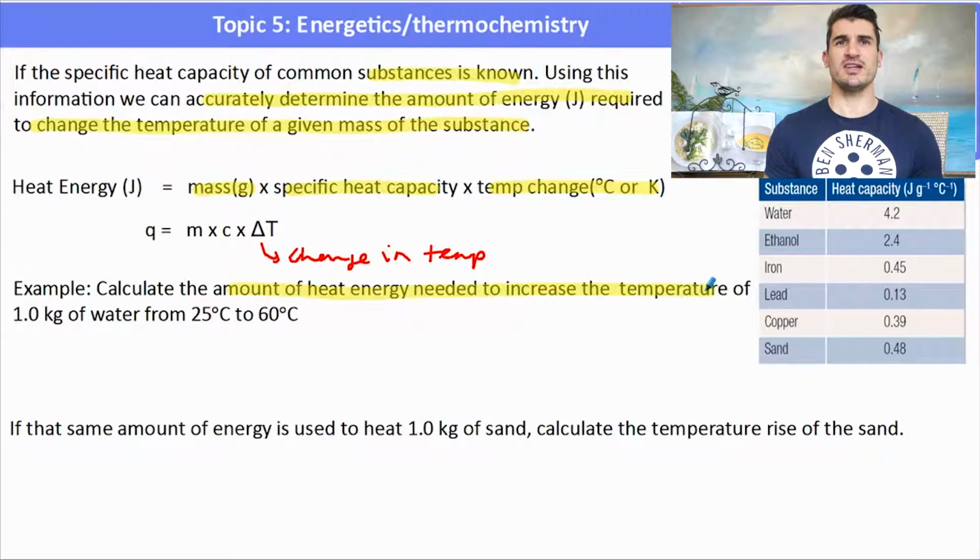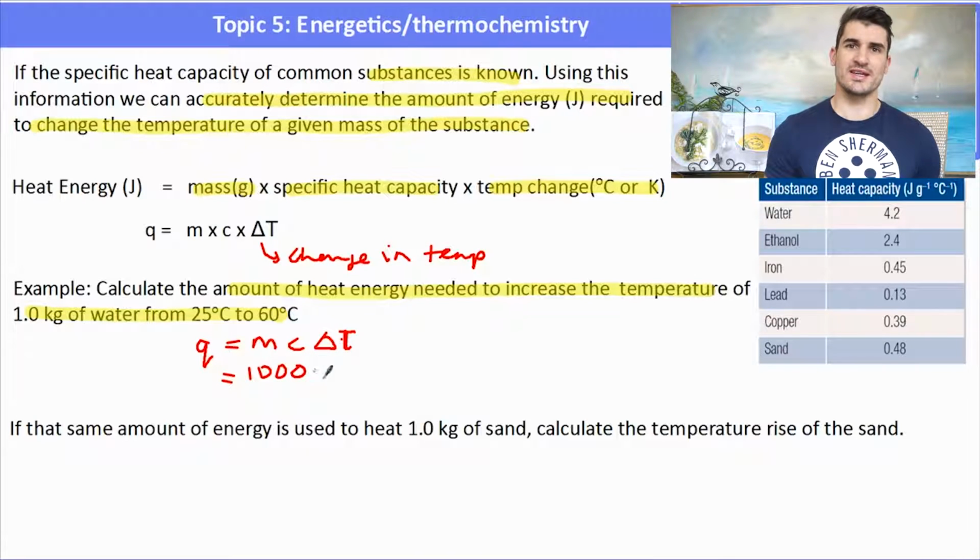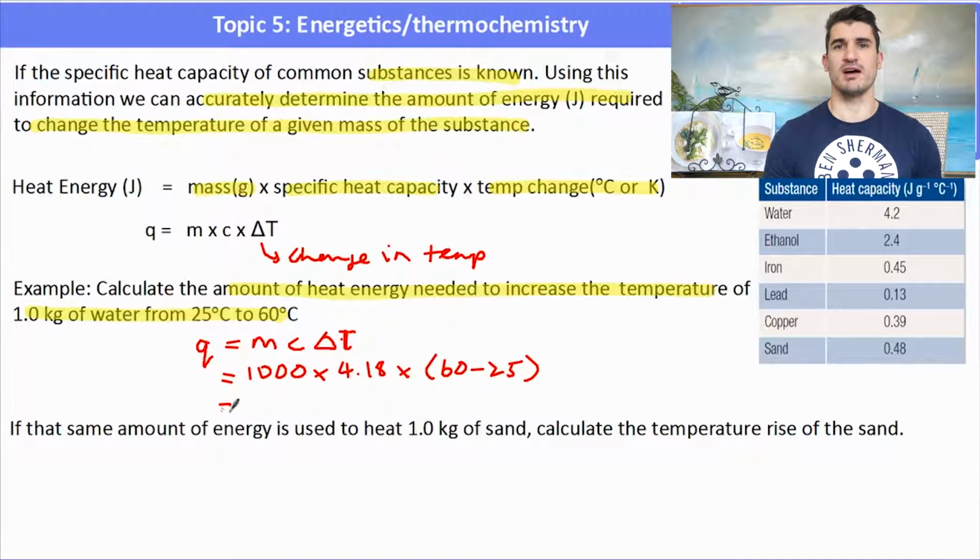So here's an example. Calculate the amount of heat energy needed to increase the temperature of 1 kilogram of water from 25 degrees to 60 degrees. So Q, the energy, equals the mass times the specific heat capacity times the change in temperature. Our mass needs to be in grams, so 1 kilogram is 1,000 grams. Our specific heat capacity for water is 4.18, and our temperature change here would be the difference between 60 and 25. I'll put it in the equation so I minimize my chance of making an error. So that gives me 146,300 joules.